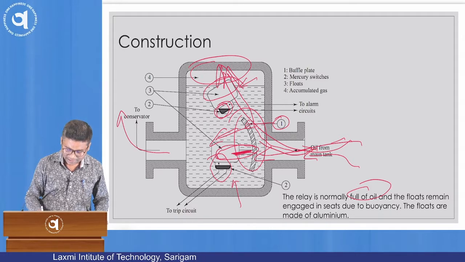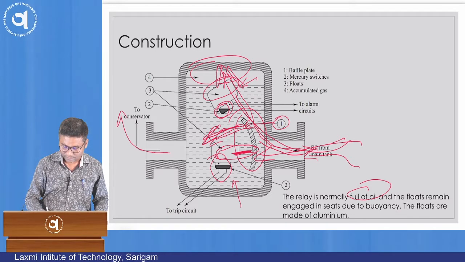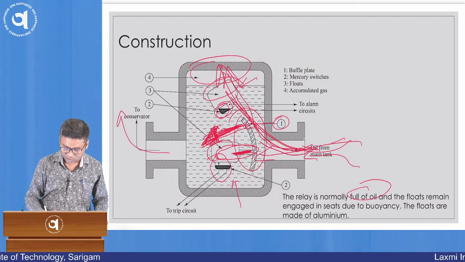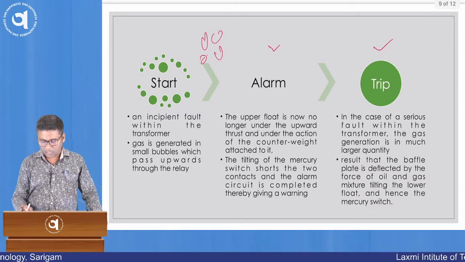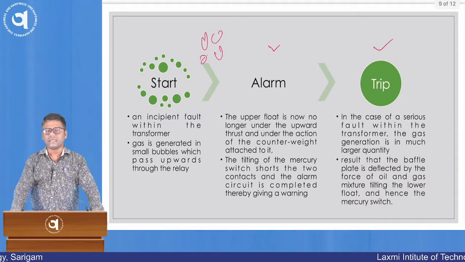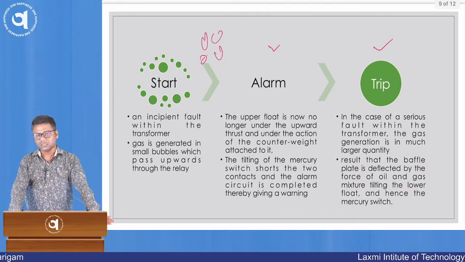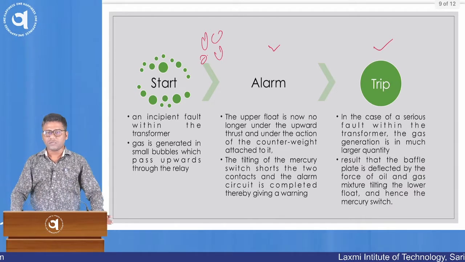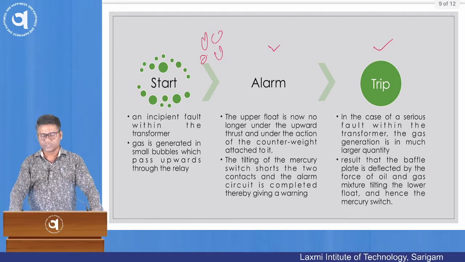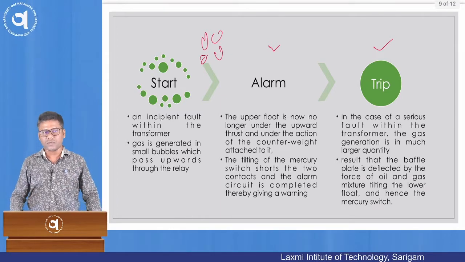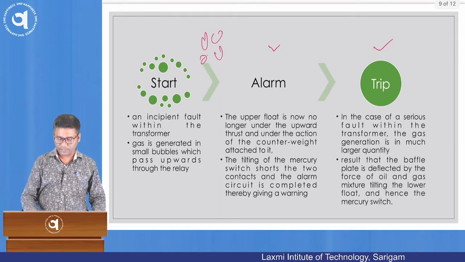So, when large gases rush inside, this goes downwards like this. You can focus on my arrow; it goes downwards when the gas is in large quantity, and that is attached to this particular switch, so that makes this switch tilt down. As a result, the baffle plate is deflected by the force of the oil as well as the gas. Generally, the force of the oil is larger than that of the gas, and because of the force of both the oil and gas mixture tilting the lower float, the mercury switch is again operated. This time the lower mercury switch is operated, and the tripping condition has been generated.